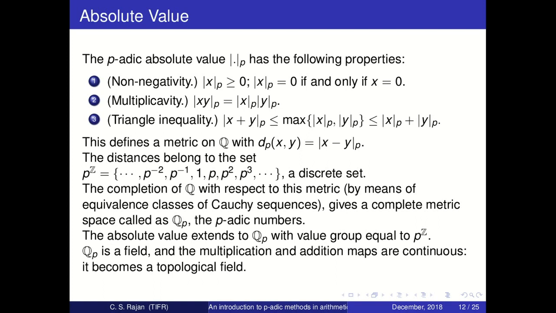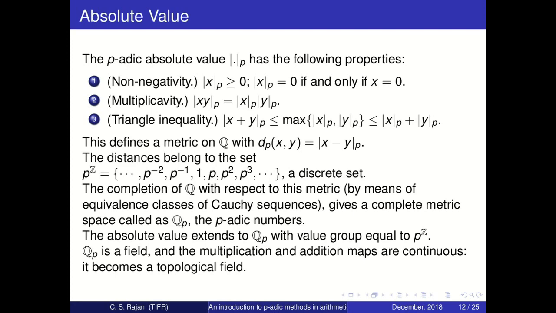And now, the absolute value extends by continuity, and since it's a discrete set, the absolute value for Qp also takes values in p to the power z. One can check, because Q is a field and you are completing it, it is not too difficult, that Qp is also a field and the multiplication and addition maps are continuous. It becomes a topological field, but we will see that much stronger things are true.